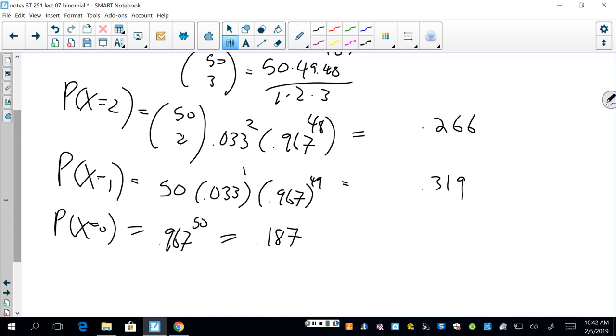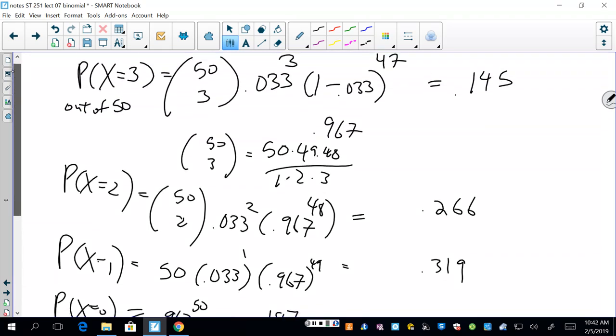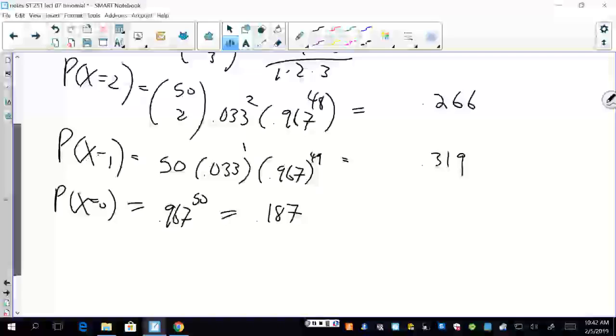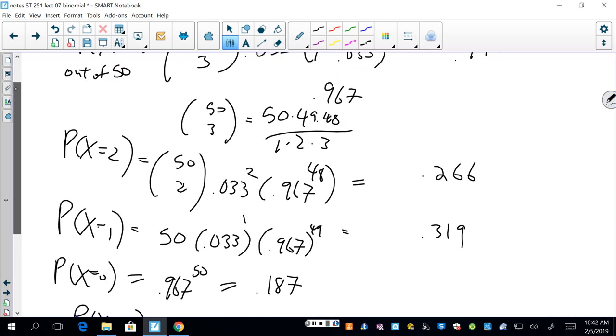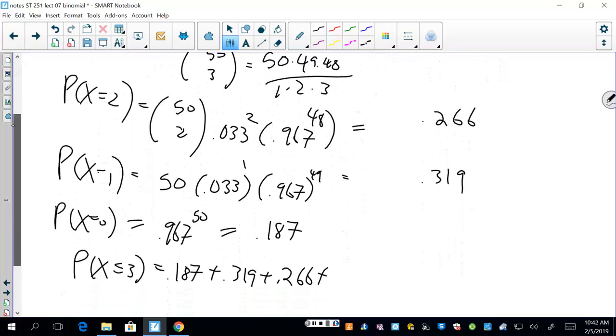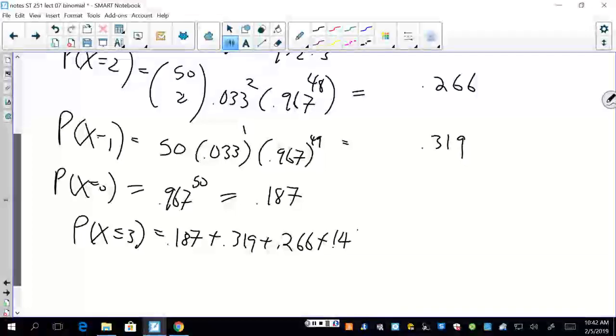So the chance that you're at 3 or less, right, you would add these 4 probabilities together. So the probability that x is less than or equal to 3 is 0.187 plus 0.319 plus 0.266, plus the one that's up here, 0.145, and that's 0.917. So about 92% of the time, approximately, out of 50 women, there's going to be 3 or fewer that have multiple births.